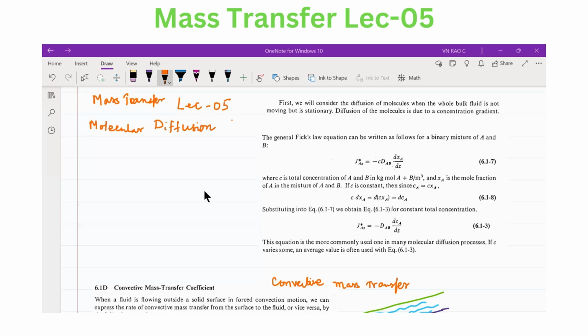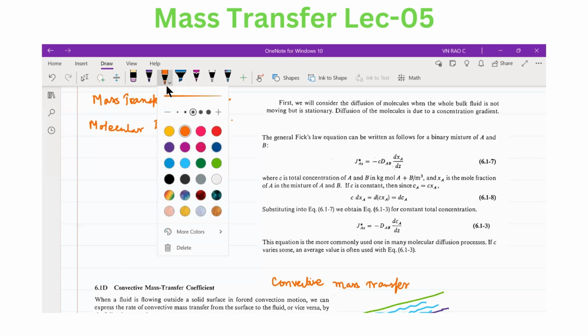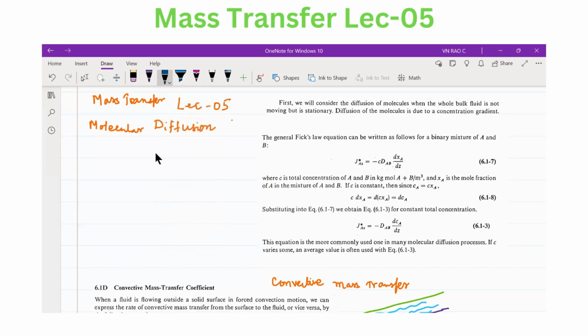In this lecture 5, the molecular diffusion, that is Fick's law, will be discussed. So as you can see, what is the first assumption we make? The assumption is that the whole of the bulk fluid is not moving. We are only considering diffusion of the molecules. That means the bulk fluid is not moving but is stationary.